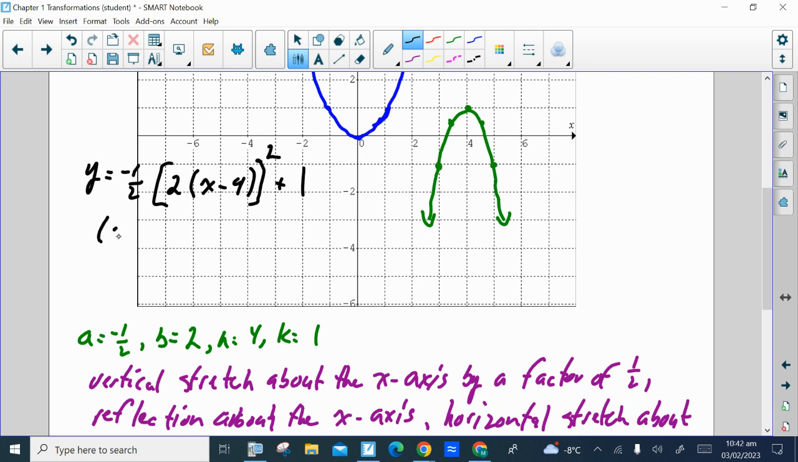And our mapping notation. So the two parameters that affect the x are the two inner parameters, the b and the h. So we horizontally stretched by a factor of a half, so all the x values are multiplied by half, and then shifted 4 to the right, so we'll add 4 to the x values. The y values are multiplied by negative a half, and then increased by 1. So there's our mapping notation.